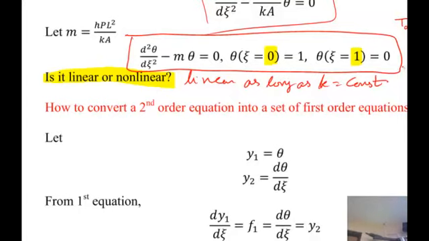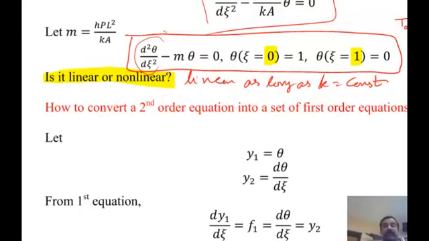That's a very straightforward recipe that you can blindly apply and always be able to convert. What is the recipe? You first recognize that the highest order is second order, so I'm going to have two first order equations. The number of first order equations is the same as the highest order of the original differential equation.